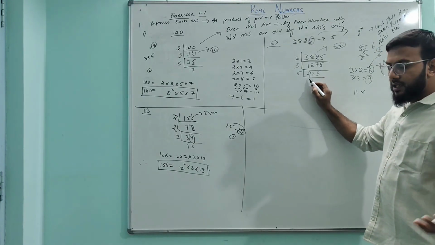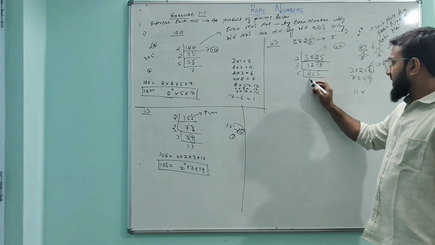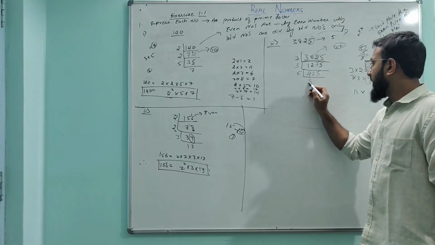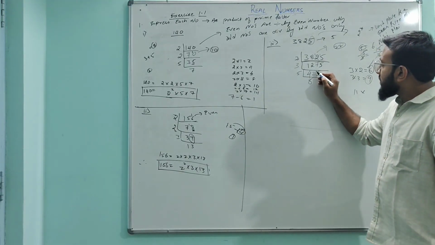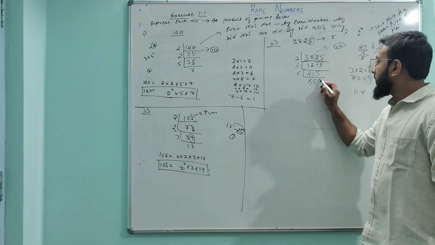5 fives are 25, 5 sixes are 30, 5 eights are 40. How much is remaining? 42. 2. 5 5s are 25.